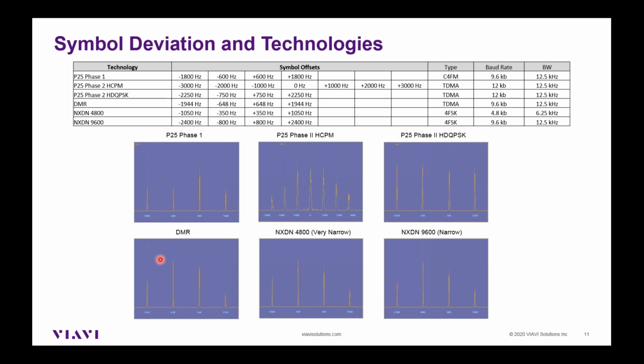DMR, which is a TDMA type modulation, is transmitting in 30 millisecond bursts, but during that 30 milliseconds, it is doing the FSK shifting to transmit the data. So this plot also applies in DMR. And the outer symbols there are 1944 hertz. NXDN has 2 different baud rates associated with it, 4800 for very narrow and 9600 baud. I can see that the 4800 baud NXDN only occupies 6.25 kilohertz bandwidth, and the 9600 baud NXDN occupies 12.5 kilohertz of bandwidth.